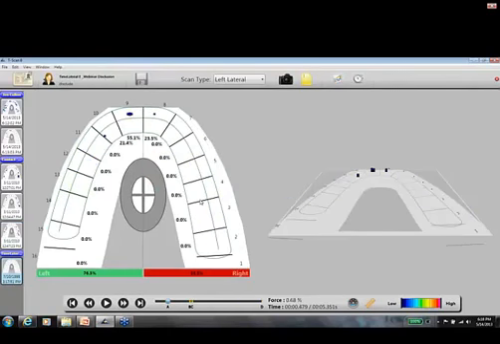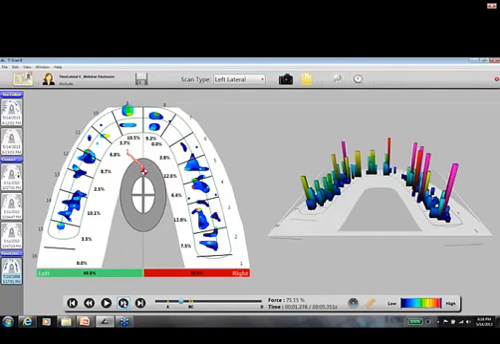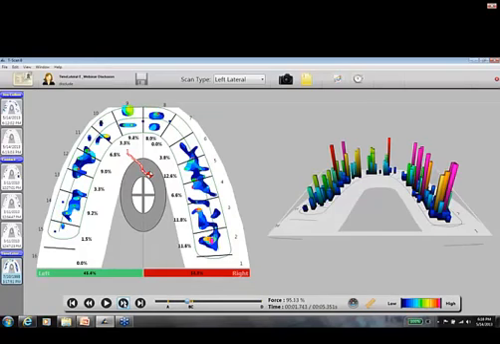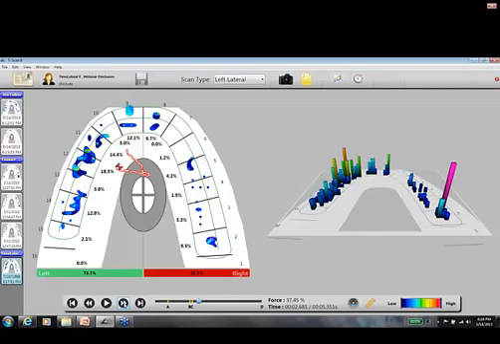Now let's look at the first case here. This is the patient closing. You're going to see them close and then slide to the left. So they close, and really they're pretty well balanced. Look at this, 50, 49, 50. It looks pretty good. So what we're going to see is when they move to the left, we're going to see what happens.